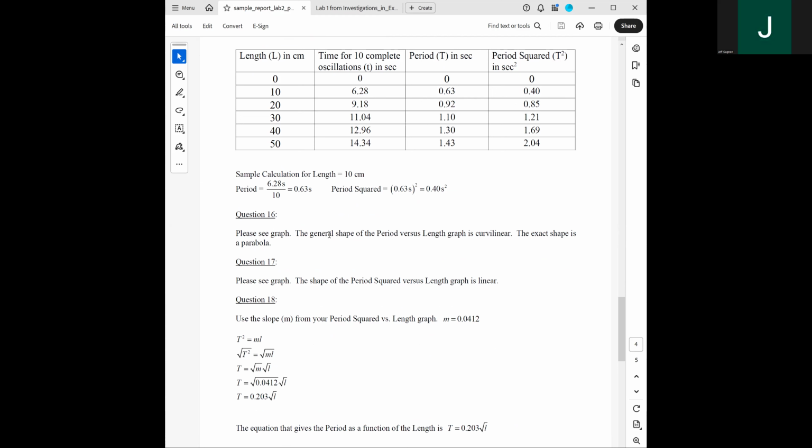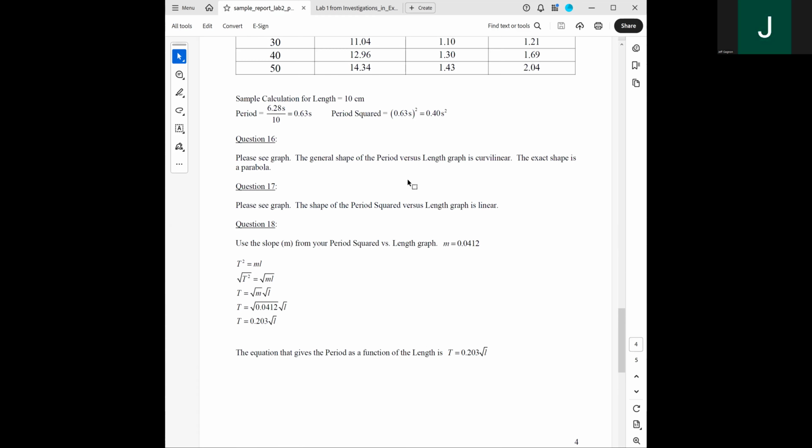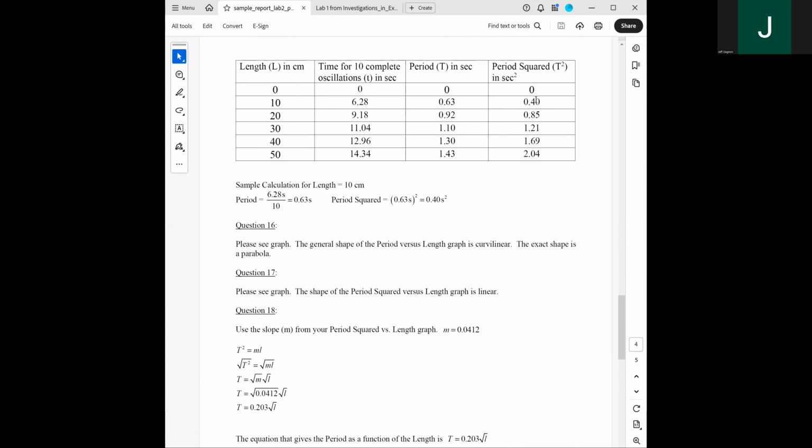Then question 16 was that period versus length graph. When you plot period versus length, you could either cut and paste it right here, or what I did, I just attached it to the end and said, please see graph, but you can copy and paste it into the lab report right here. That's fine with question 16. But don't forget to answer the question about the shape of it. You could say it's a sideways parabola, curvilinear, however you want to describe it. Question 17 was your second graph, period squared versus length. So you can just copy and paste it right here, or you can add it to the end. It's up to you. Again, don't forget to answer the question about the shape.